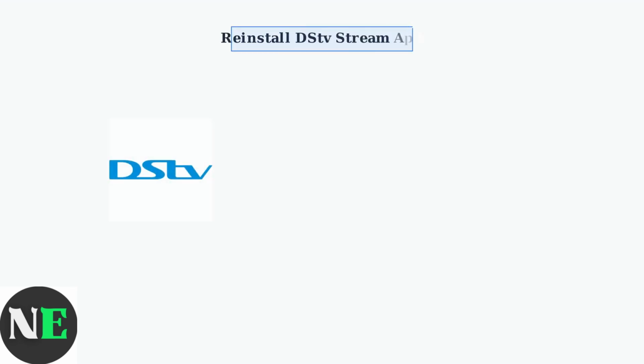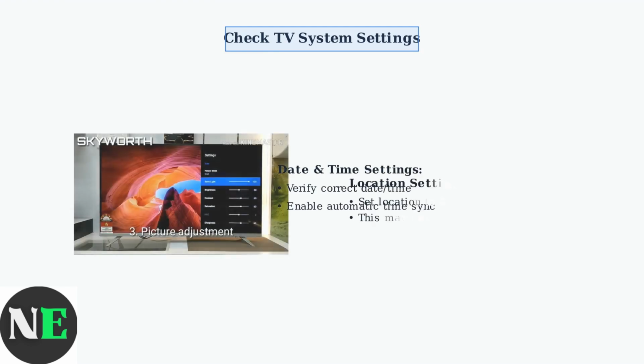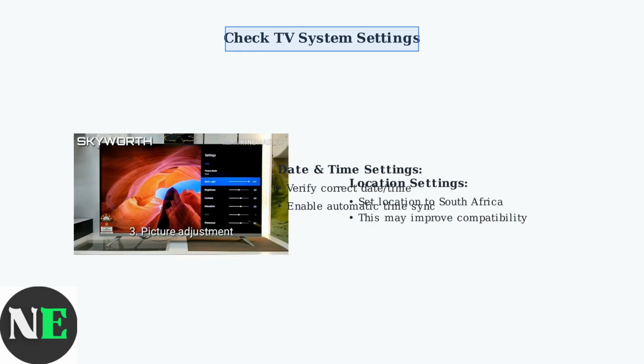As a more drastic measure, completely uninstall and reinstall the DStv Stream app. This ensures you have a fresh installation without any corrupted files or settings. Check your Skyworth TV's system settings. Ensure the date and time are correct, as streaming services rely on accurate time synchronization. Also consider setting your TV's location to South Africa, where DStv originated.